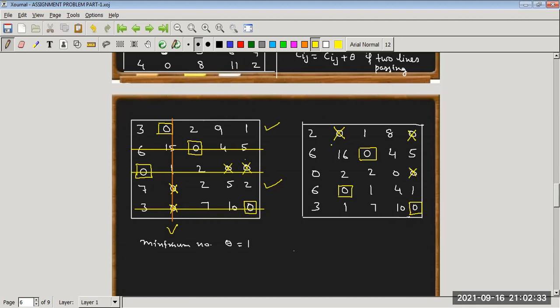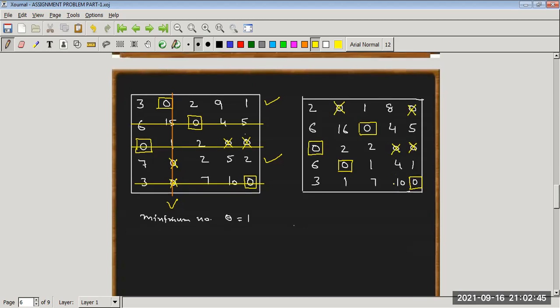Now come to column wise. There is only 1 zero in this column, so assign this 0, and there is 1 zero in this same row, so cross that 0. Again we are able to assign only 4. We are only making 4 assignments, so still the process is not complete. So we again start the ticking process.